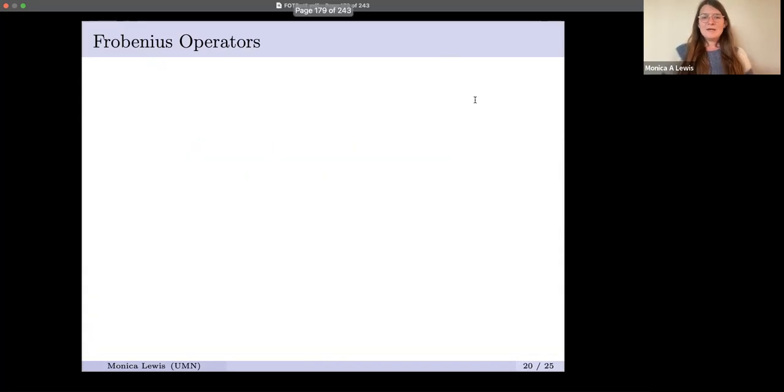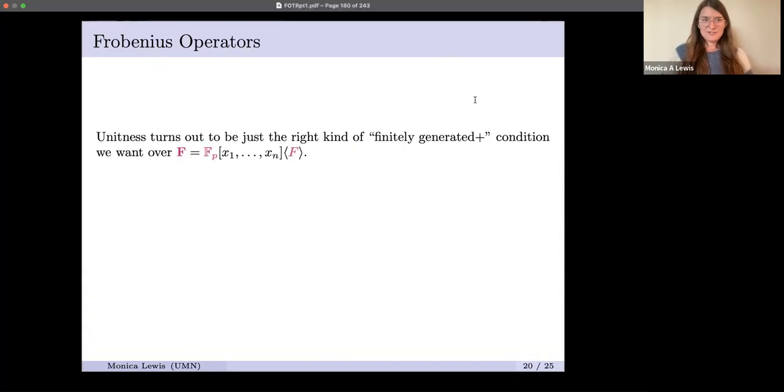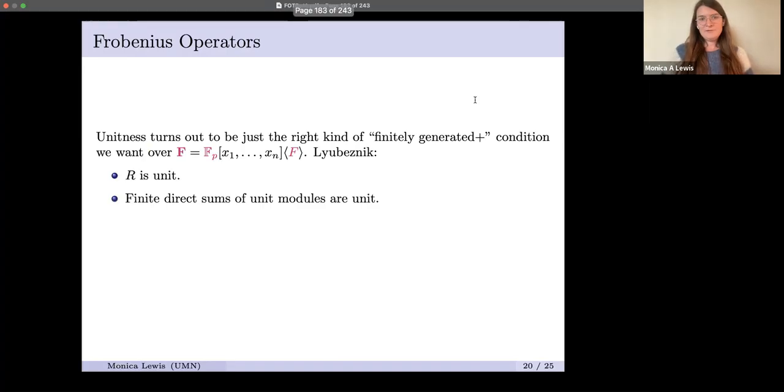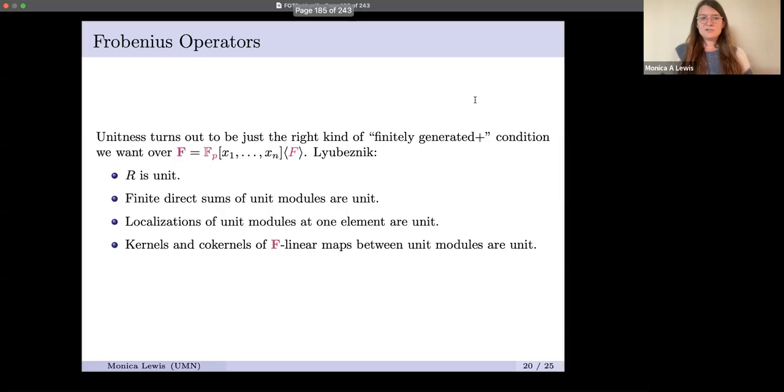Okay. And Lubeznik shows unitness turns out to be exactly the kind of condition that we want. So the ring itself is unit, finite direct sums of unit modules are unit, localizations of unit modules at one element are unit, and kernels and co-kernels of F linear maps between unit modules are unit.